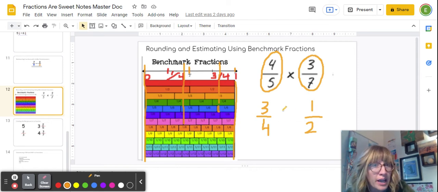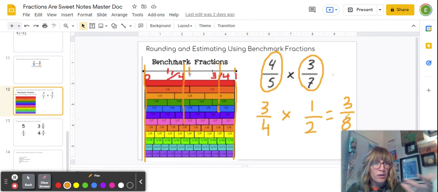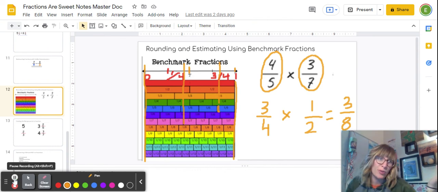So if we multiply these together, we should end up getting something. 3 times 1 is 3, 4 times 2 is 8, something around 3/8, which is just a little bit less than half because half would be 4/8. You should get something a little smaller than a half. If you don't, it's great information, right? You can know that, oops, I did something wrong somewhere and I need to go back and reevaluate. So using your benchmarks can be a helpful tool for recognizing if your answer is reasonable.